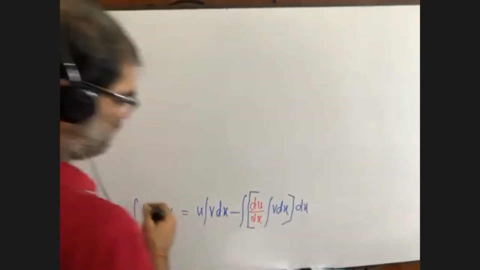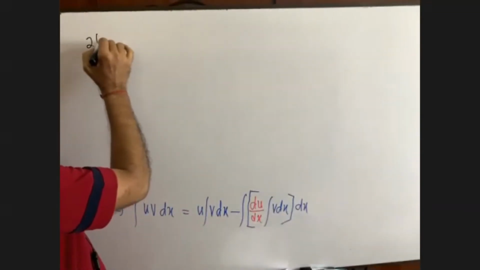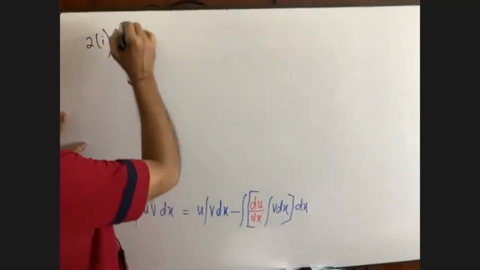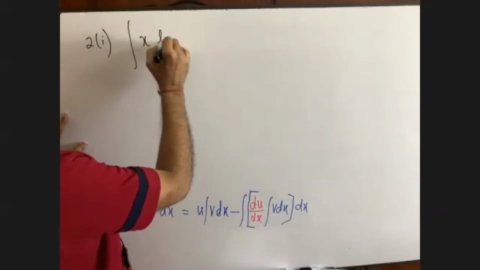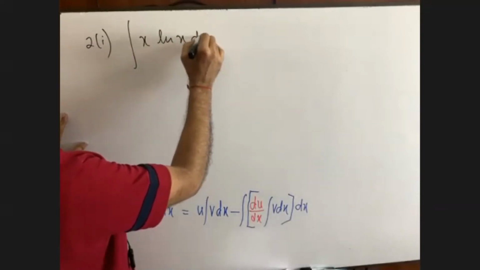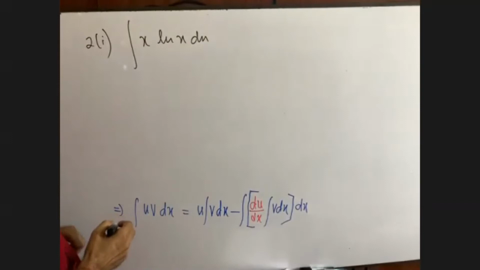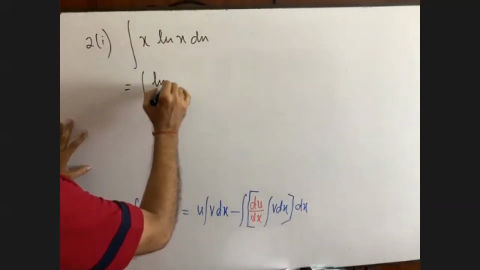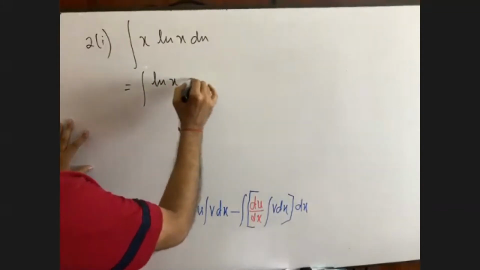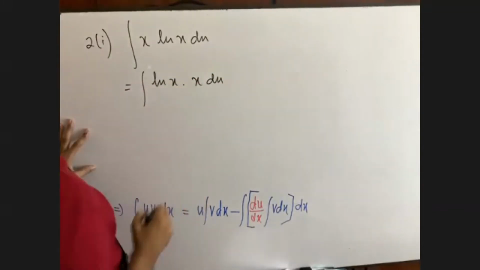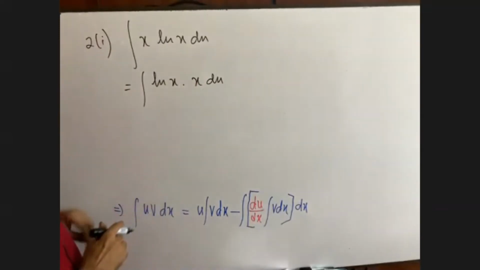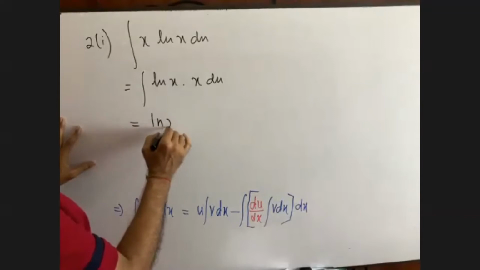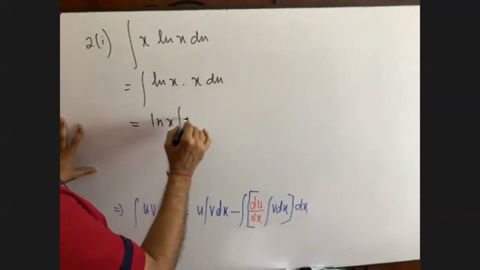The next math is question 2: ∫x ln x dx. We can rearrange it for our betterment. Suppose it is ln x, then it is x dx. This is u, this is v. So what will we do? Let me know. This is ln x, then it is x dx.